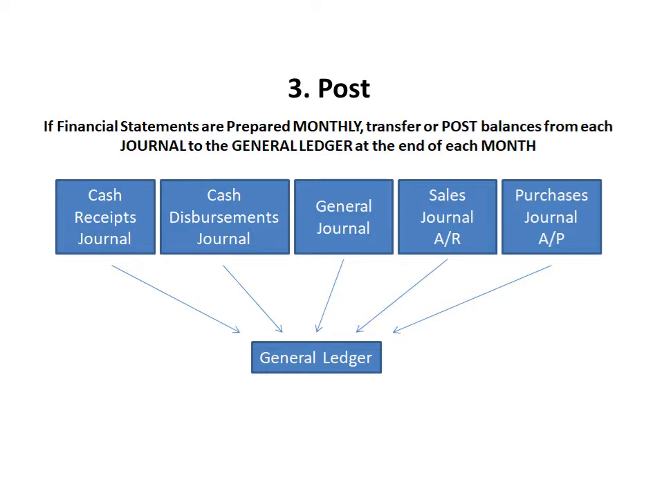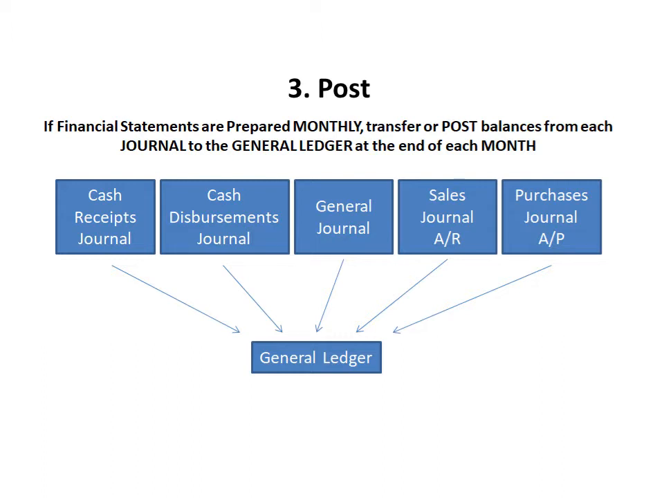So it's the end of the month. I want to prepare financial statements for the month. And any cash receipts are going to be posted, this is posting, to the page in the general ledger for the cash account out of the chart of accounts. Any cash disbursements are going to be posted at the end of the month to the general ledger on that same page. And so on for each and every account in any of these journals.